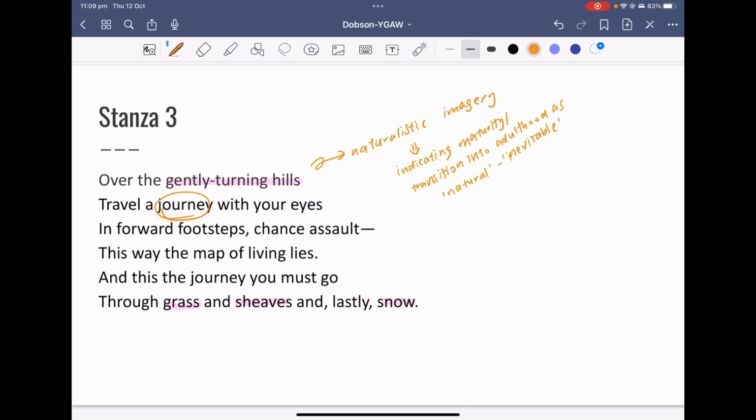Now in forward footsteps, so we have the alliterative F sound. I'm sorry, I've missed one in the previous line. So travel a journey with your eyes. So that's also a metaphor, right?